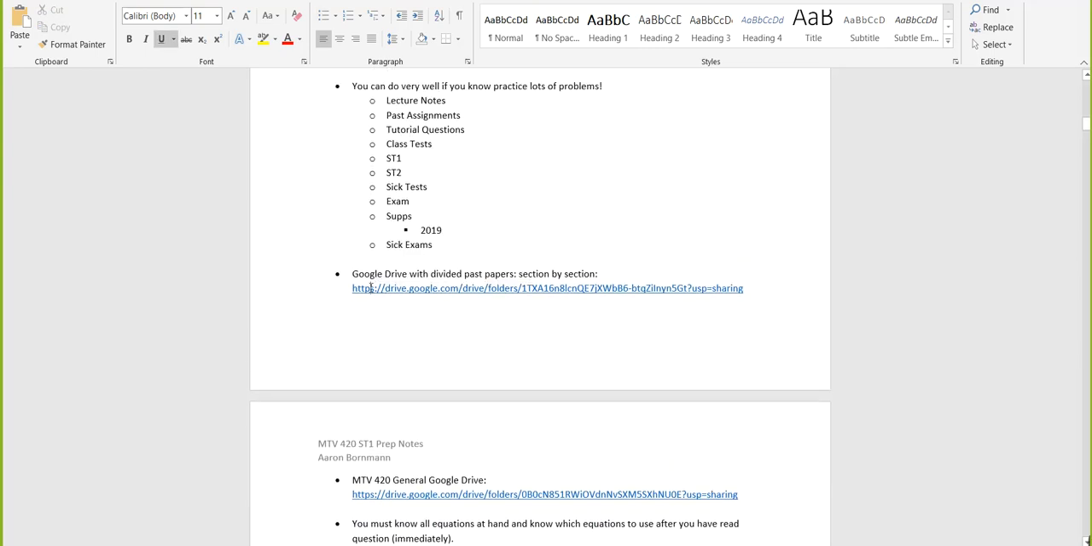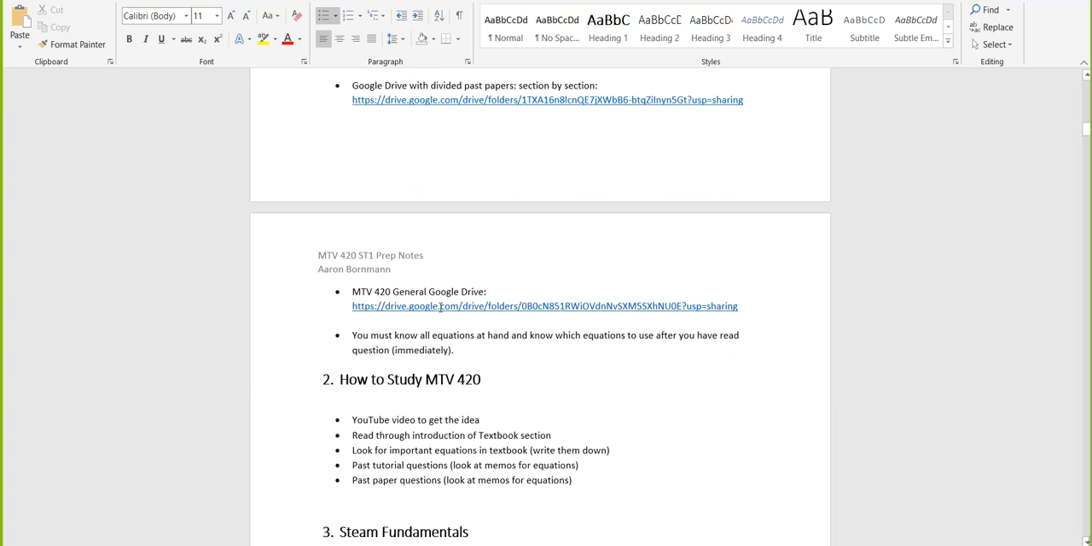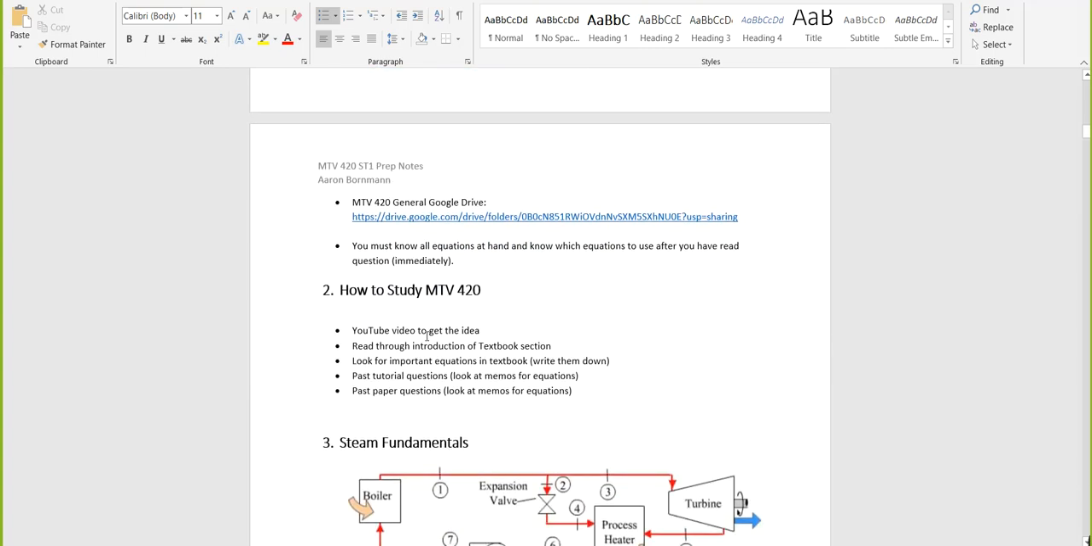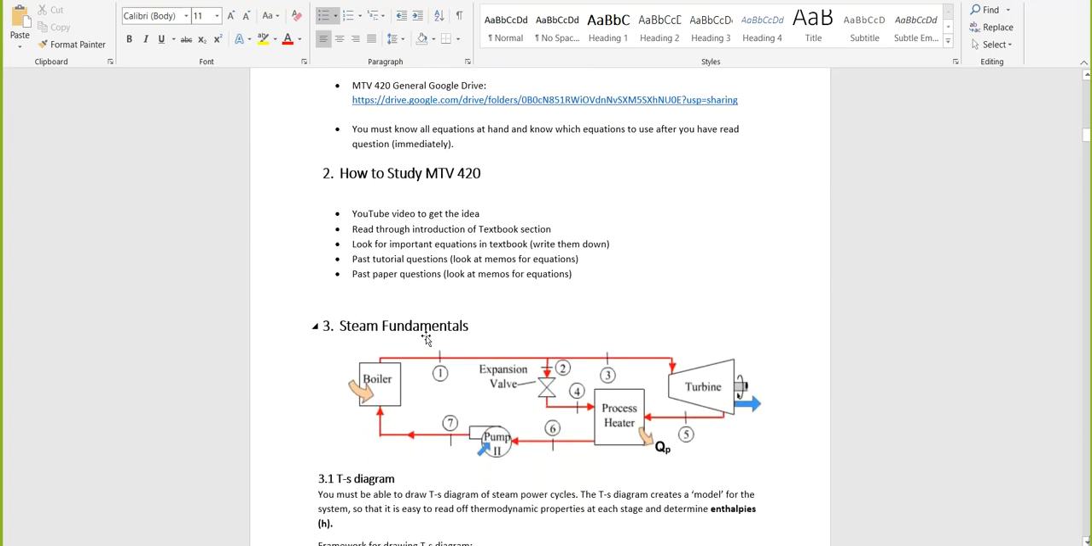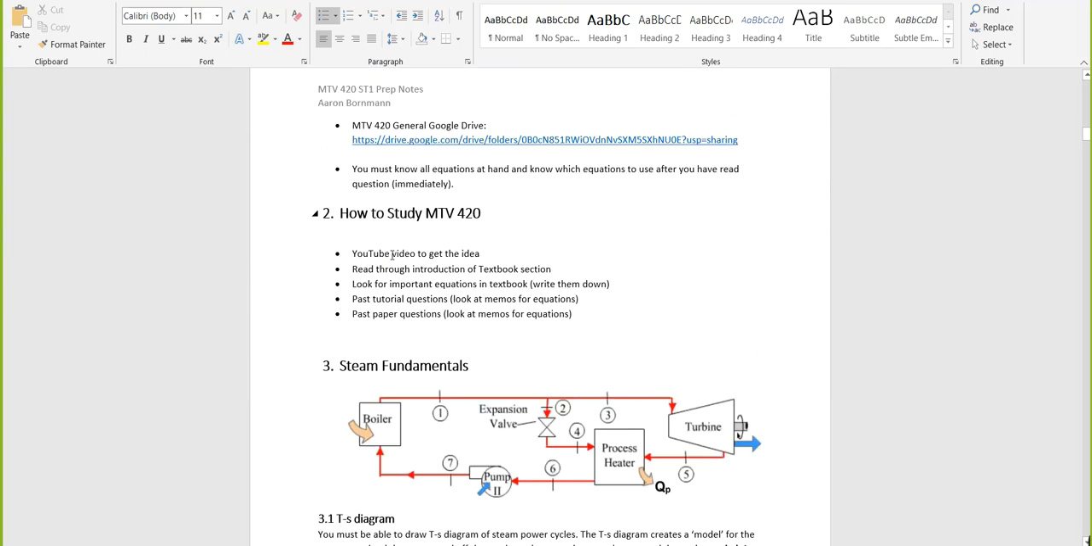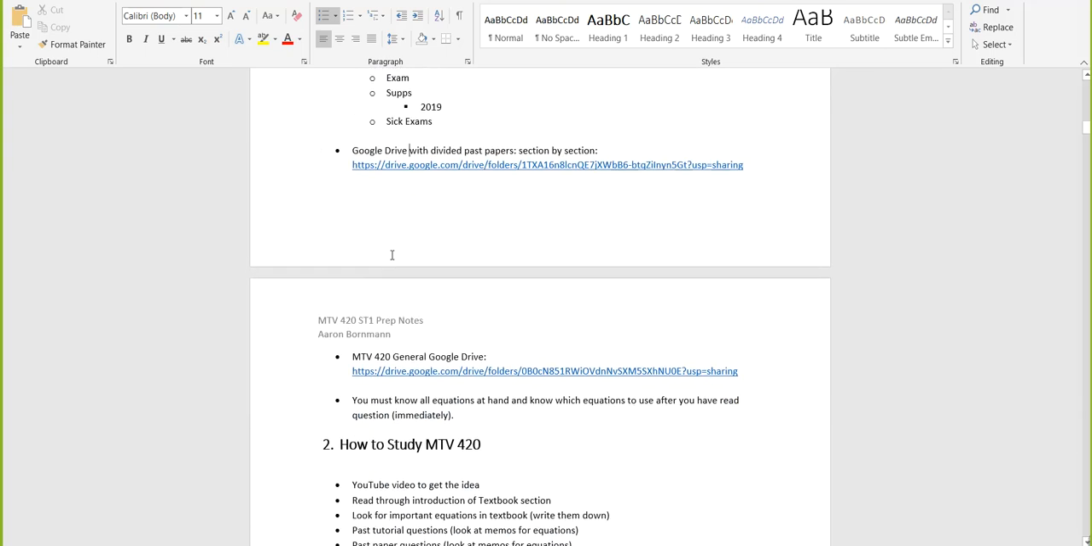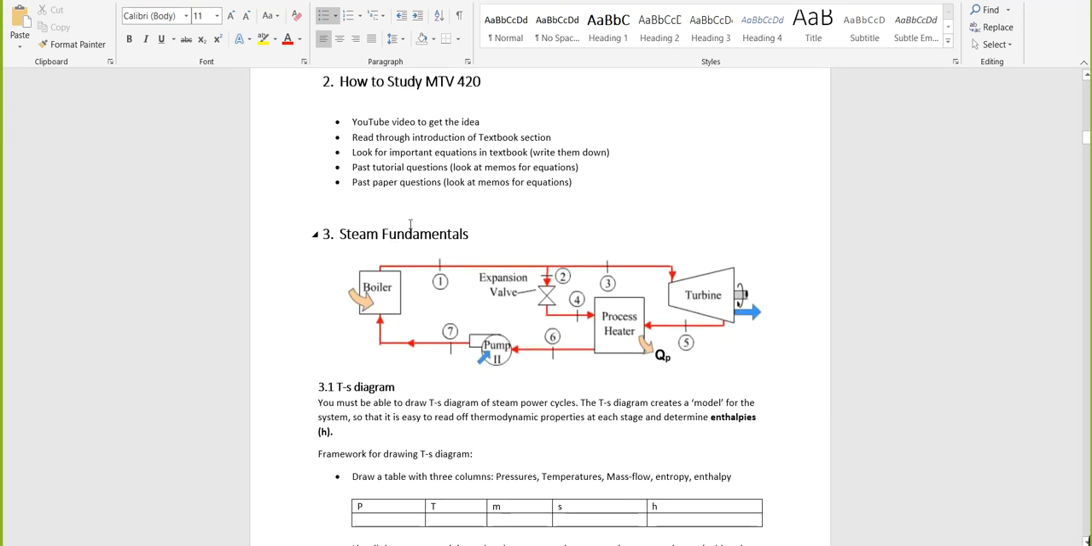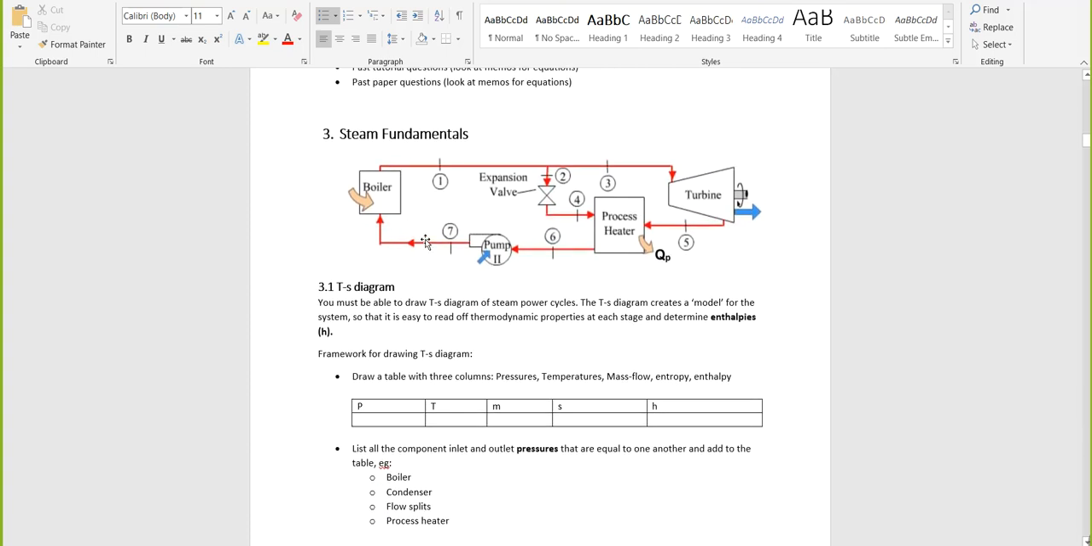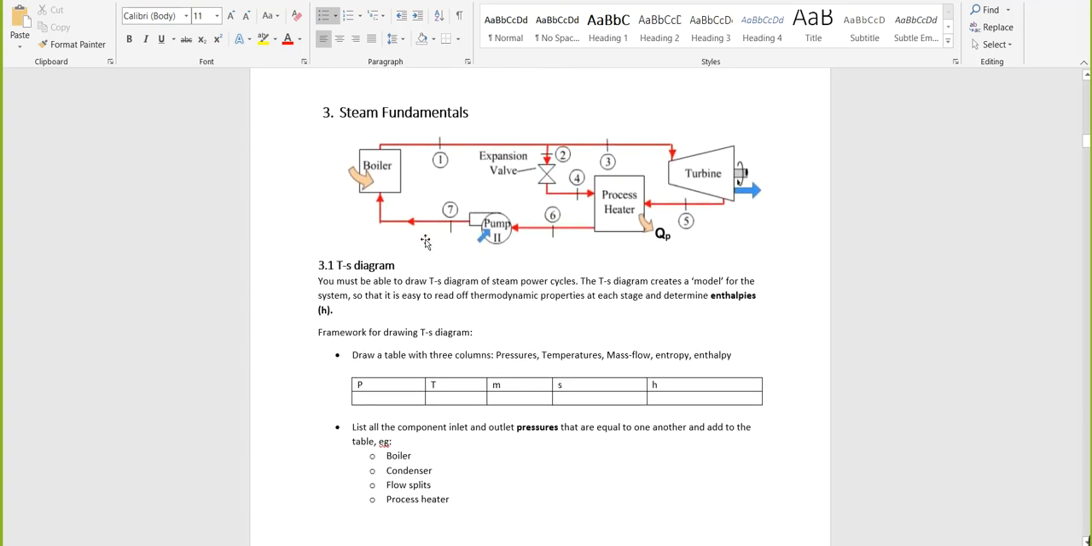Another thing is there's this drive, and if you click on the link, it's going to take you to the past paper drive section by section. So it will be all the past papers that are also divided based on the section of MTV. And it's also quite good. And then this is the general drive with the tables and everything. And then how to study MTV. So just read through the introduction in the notes. It's quite good.